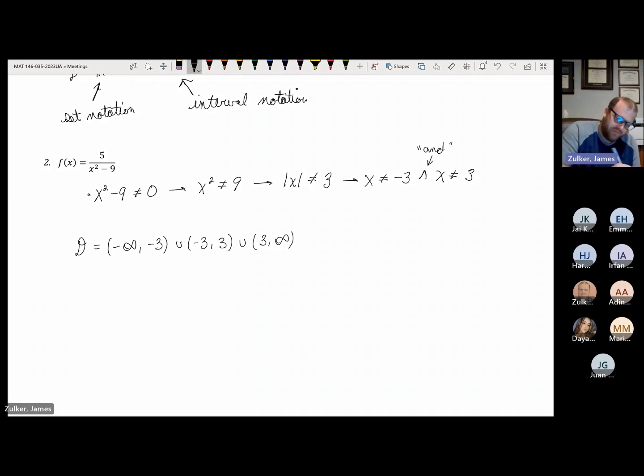Set notation. Set of all x. If you want to get technical, set of all real numbers x such that, and I'm going to write it this way, the absolute value of x does not equal 3. Unless the problem specifies, it does not matter if you represent domain in interval form or set form, right? Interval notation or set notation, it doesn't matter.